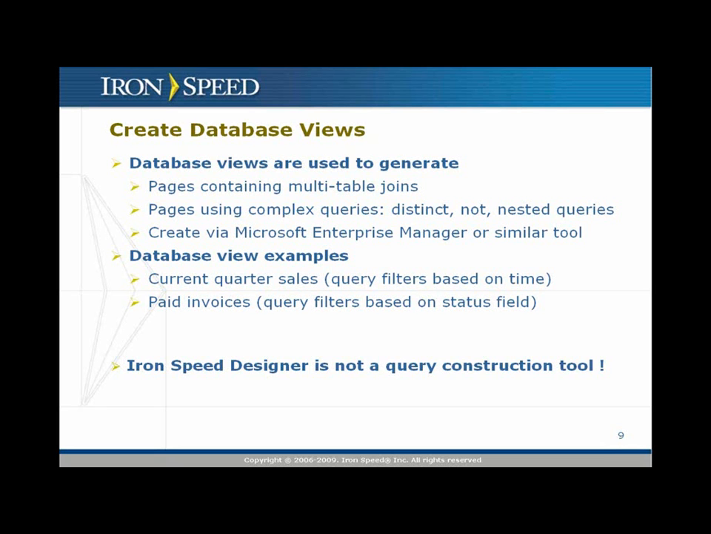Some examples of database views might be current quarter sales, where you have an implied filter based on today's date. So you're looking back only to the beginning of the quarter. Similarly, another database view might be paid invoices, where there's a built-in filter or where clause that's filtering based on the status of a particular field, for example, indicating whether the invoice has been paid or not.